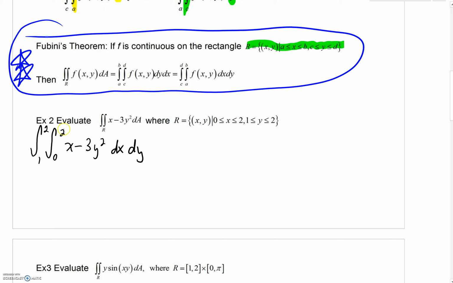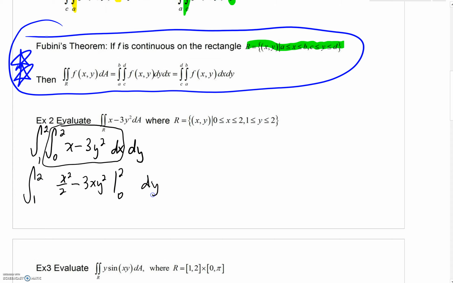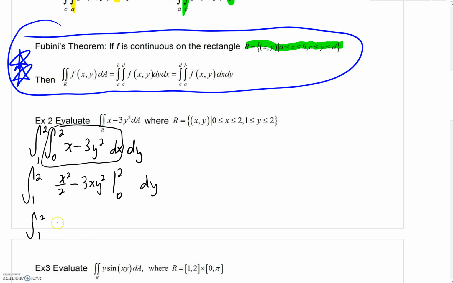But let's go ahead and just integrate with respect to x first in here. So we'll get x squared all over 2 minus 3xy squared, and we're going to integrate between 2 and 0. And then we'll have to integrate finally in a latter step with respect to y. But first, we've got to finish this innermost problem. Let's do the fundamental theorem here. You can plug in your 2. You'd get 2 squared all over 2 minus 3 times 2 times y squared. And then, of course, we'd plug in a 0 for both x's.